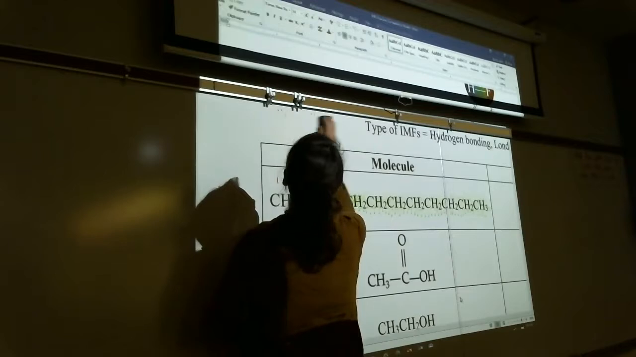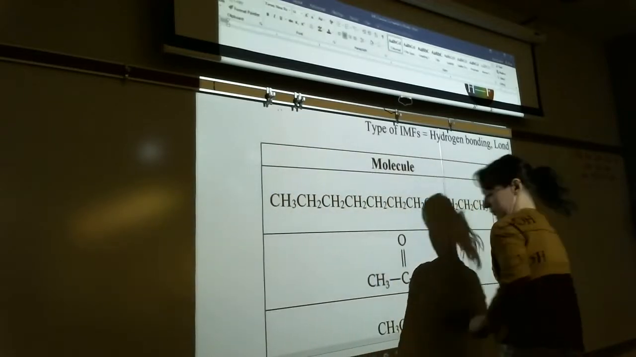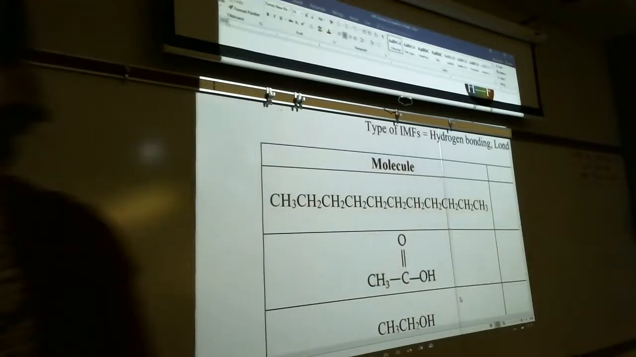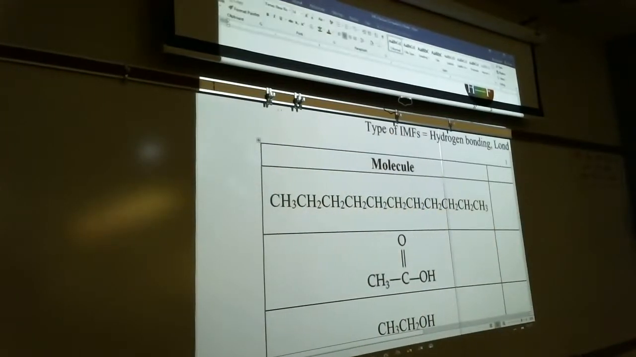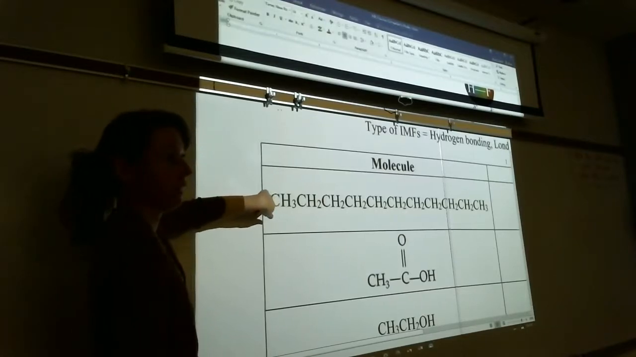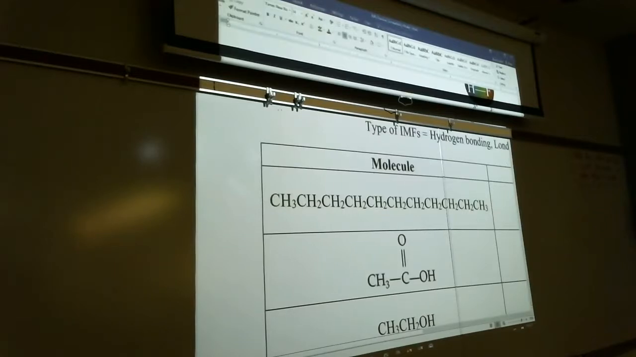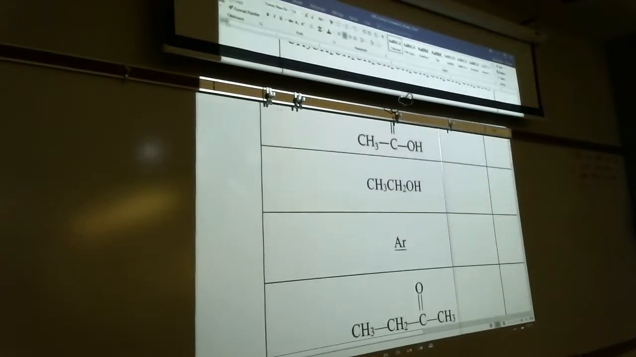All right, let's look at the next one. Oh, we forgot to list the intermolecular forces. What intermolecular forces are in this? London, anything beyond that? Nope, London forces only. Good. All right, now let's look at the next one.